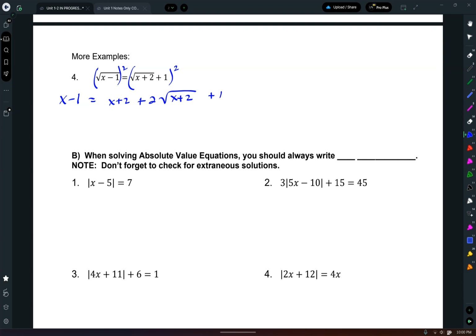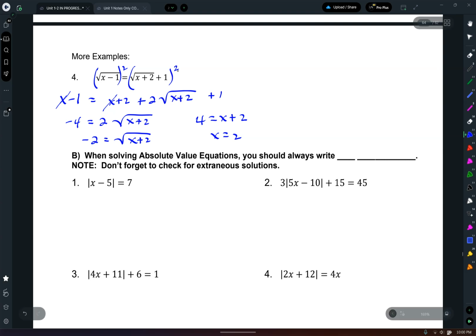Okay, so let's get that square root by itself. So I'm subtracting x from both sides. I think I'm going to move the 2 and the 1 over. That's 3. So if I subtract 3, I'm going to get negative 4 equals 2 square root. Divide by 2. Square both sides. So x equals 2. So do a quick check.